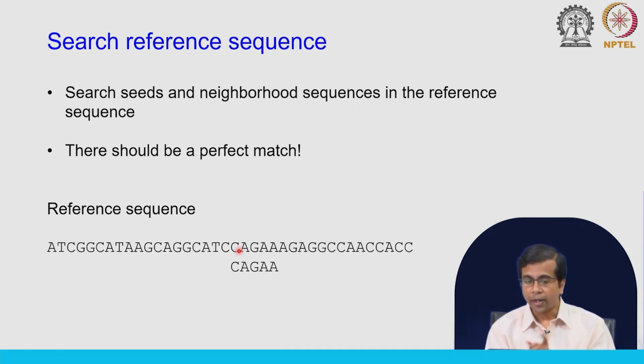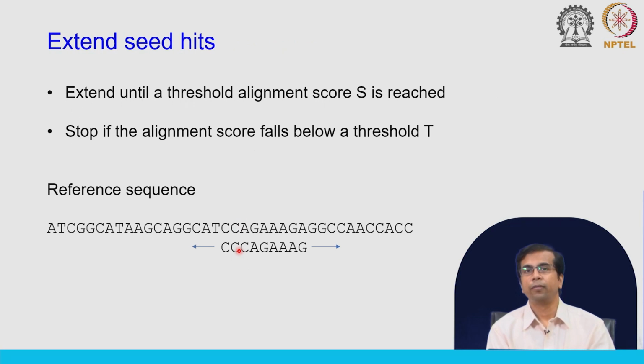Once we find this match, we extend in both directions, and we extend until we cross this alignment score S. If we cross this threshold score S, then we say we have found a match, we have mapped the read. And then we stop. When do we stop?